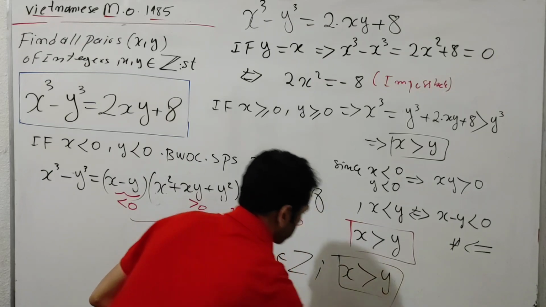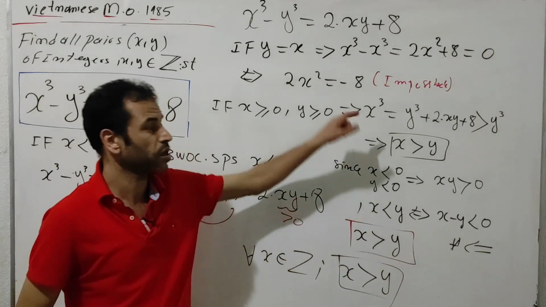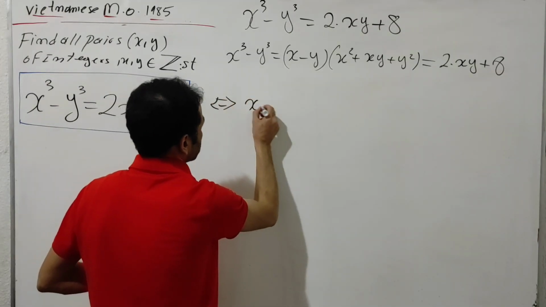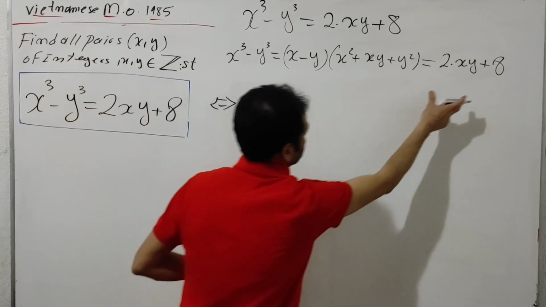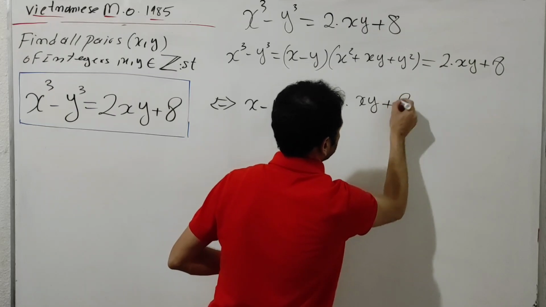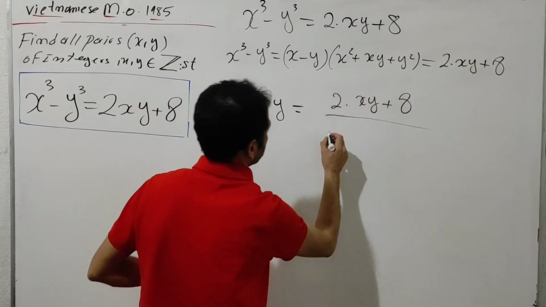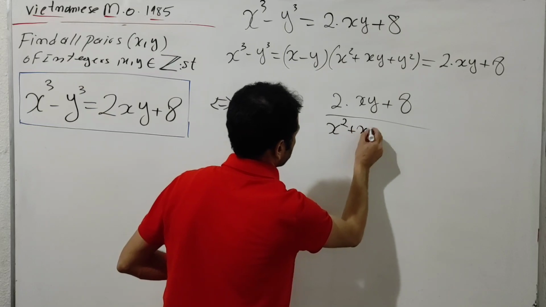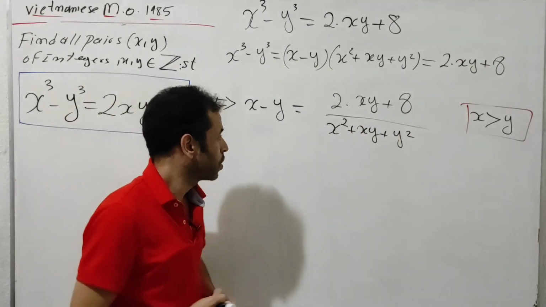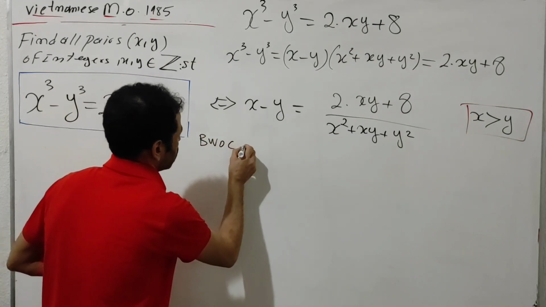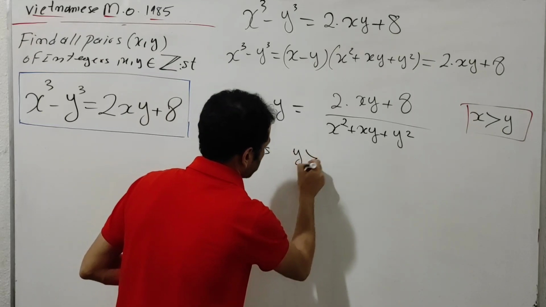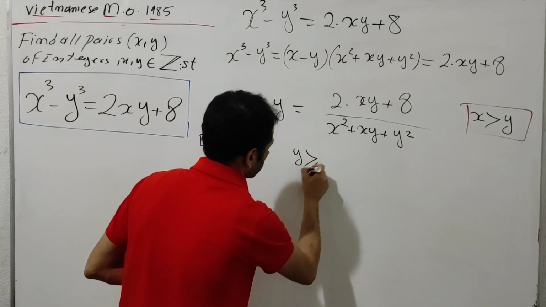Okay, now I'm going to take this found fact at the top and continue with our equation. So it is equivalent to x minus y equals 2 times xy plus 8, divided by x squared plus xy plus y squared. I'm going to do the derivation by way of contradiction. Suppose y is superior or equal to 3.